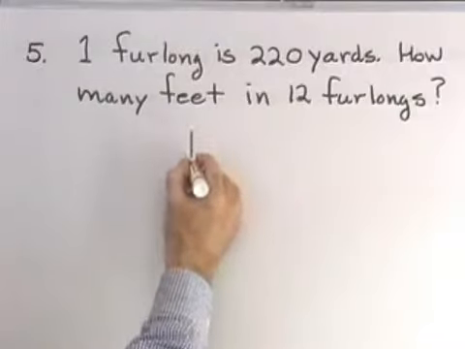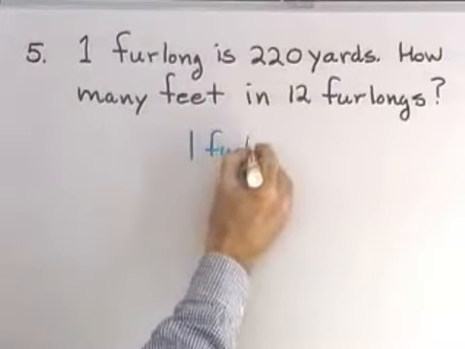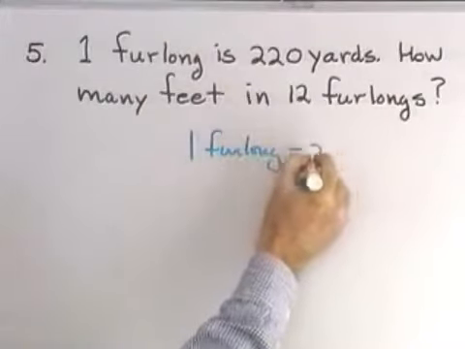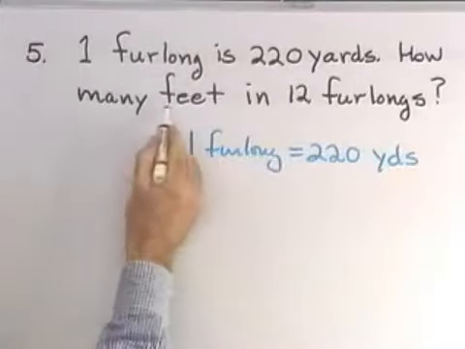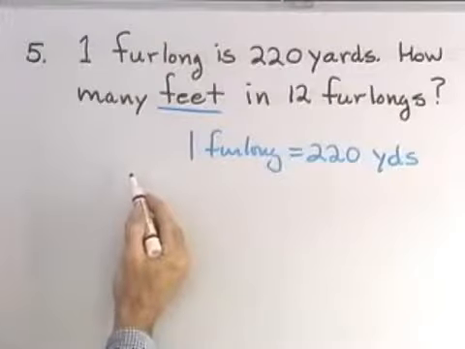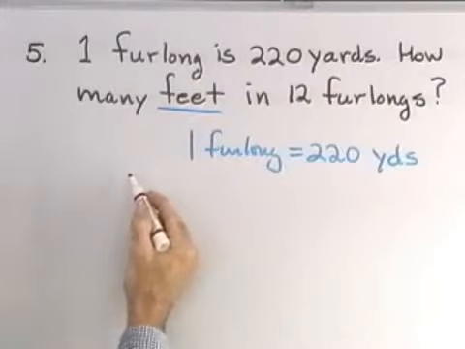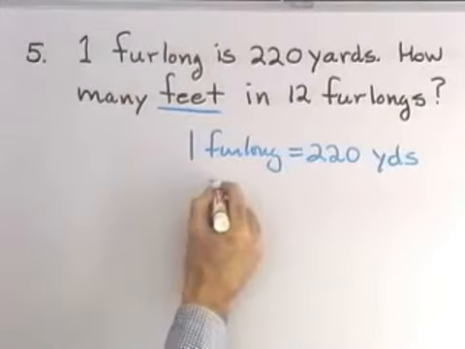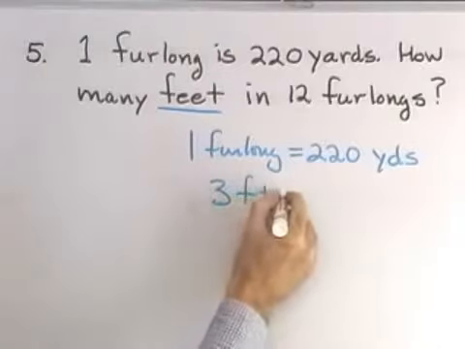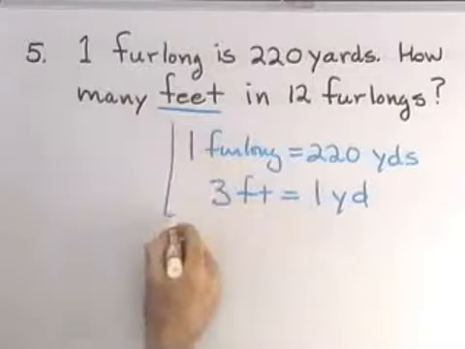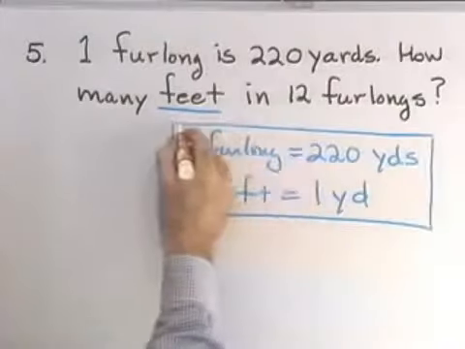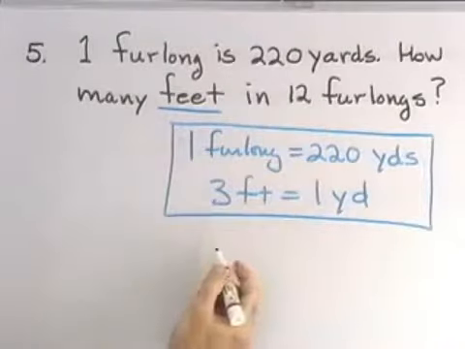So I know this. 1 furlong is equal to 220 yards. Now I'm going to be asked for the number of feet in 12 furlongs, so I need a conversion between feet and yards also. And this is what I know. 3 feet is equal to 1 yard. So I'm going to have to use these two items right here to convert 12 furlongs into feet.